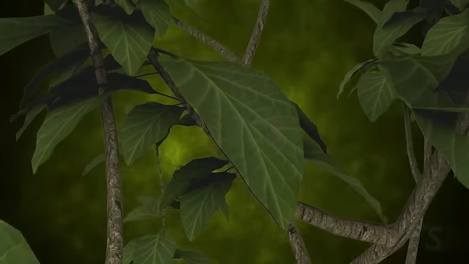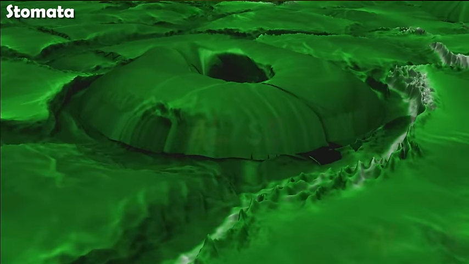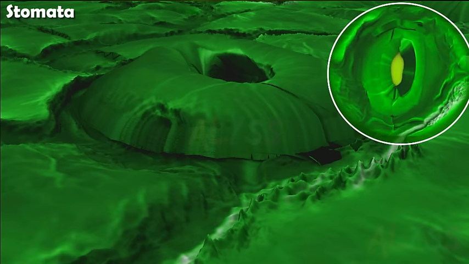On the other hand, in leaves, the lower epidermis has openings called stomata for exchange of gases and transpiration.